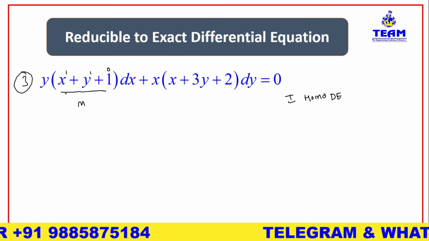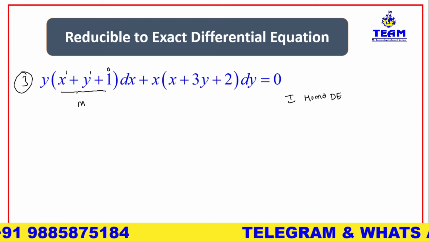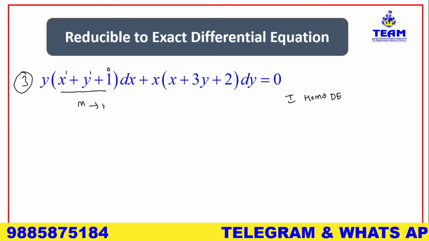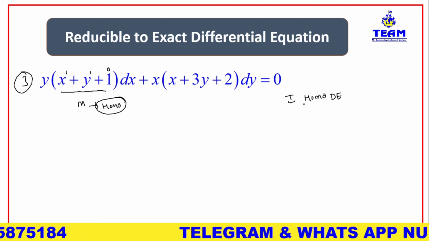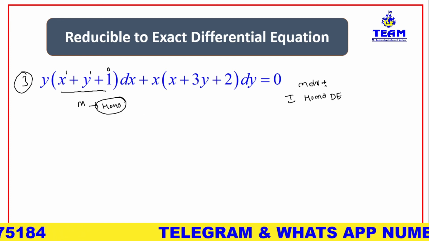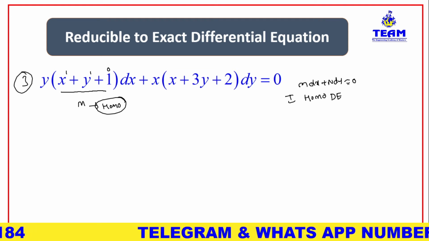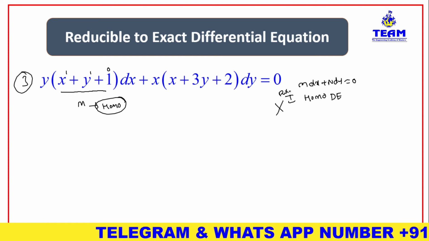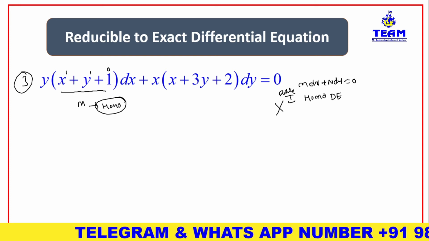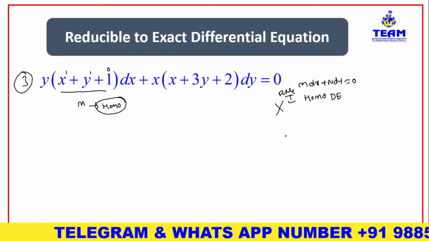The terms of M do not have a common degree. So is M homogeneous, friends? No. When M is non-homogeneous, then in that case M dx plus N dy is not a homogeneous differential equation. Can I say? No. So rule 1 is not applicable. Clear, friends? Rule 1, why it is not applicable? Right. Now go for rule 2.